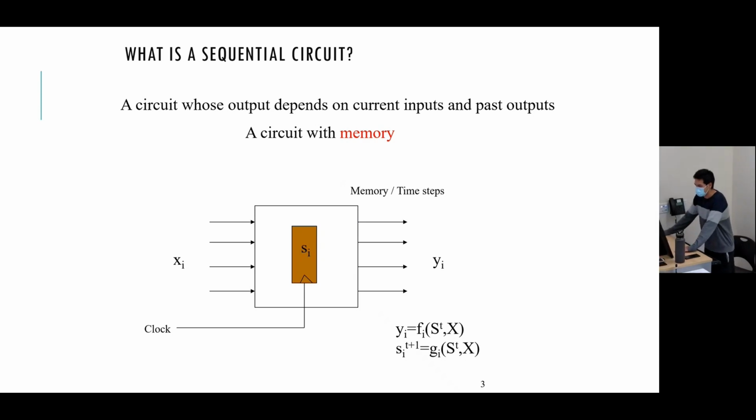So first, what is a sequential circuit? It's a circuit whose output depends on not just the current inputs, but also the past outputs. So there's some kind of feedback loop into this circuit, which gives it a memory because it remembers what it was outputting before, and it's a function of that as the input.